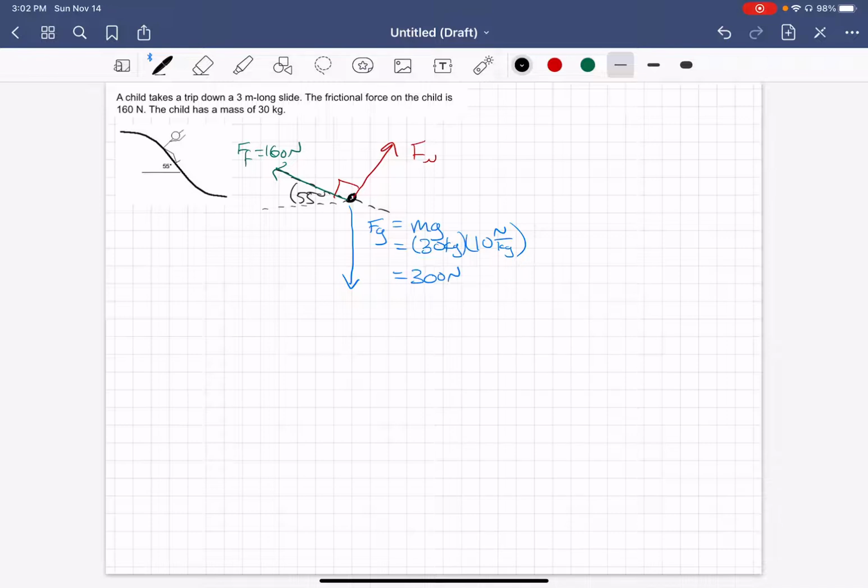Something I'm going to make a note of, because I'll need to use this information later, is that if I were to draw a horizontal line up there, there would also be an angle of 55 degrees between friction and that horizontal above.